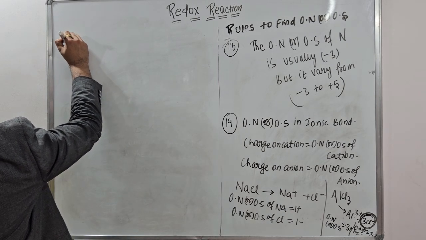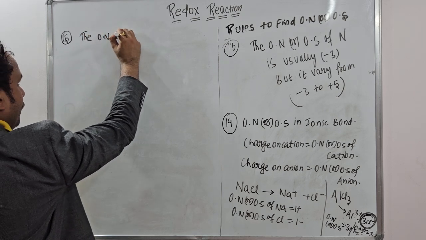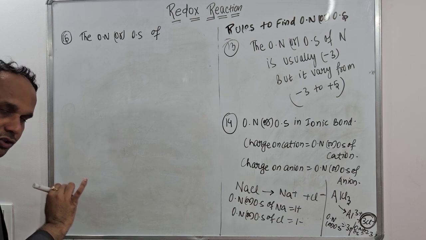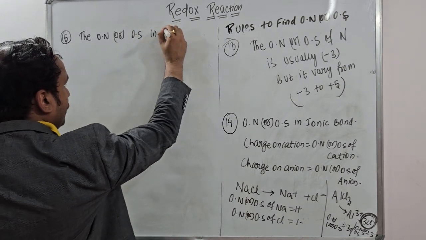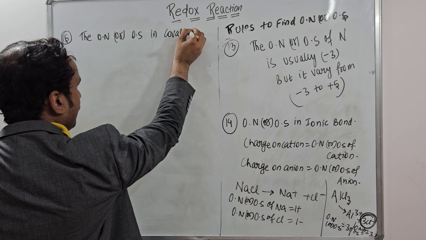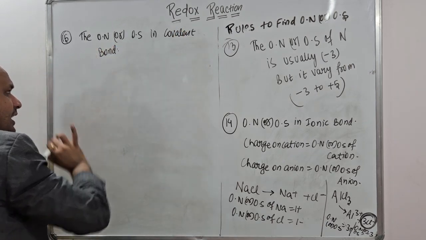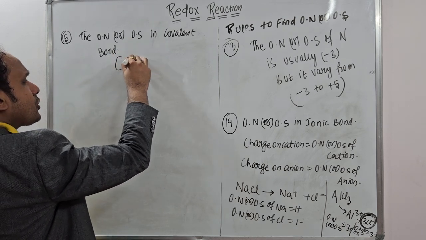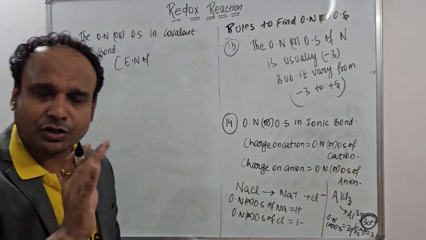Now the 15th point: the oxidation number and oxidation state in covalent bonds. The oxidation number or oxidation state in covalent bond. So what is the rule? It is saying that in this you should be familiar with electronegativity. If you form a covalent bond, there is an electronegativity difference.